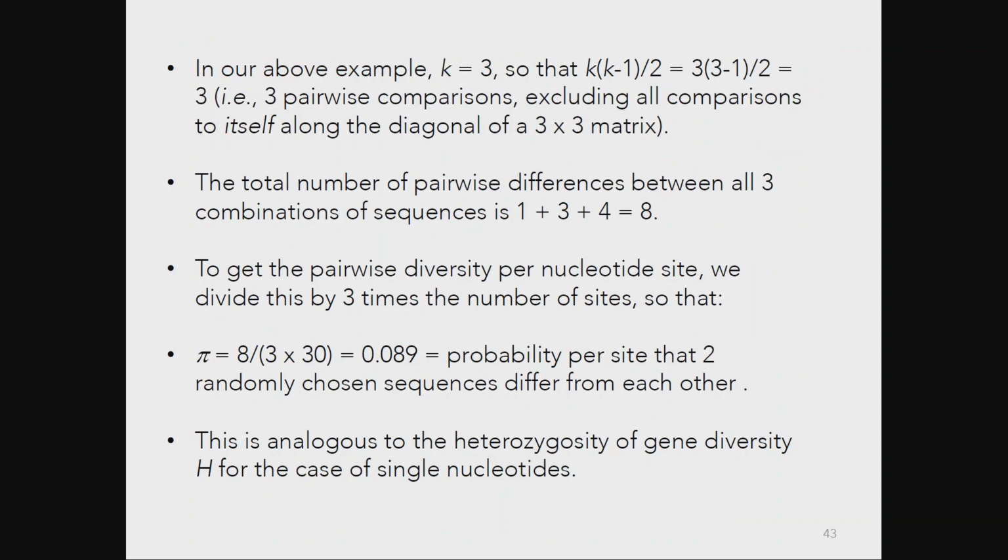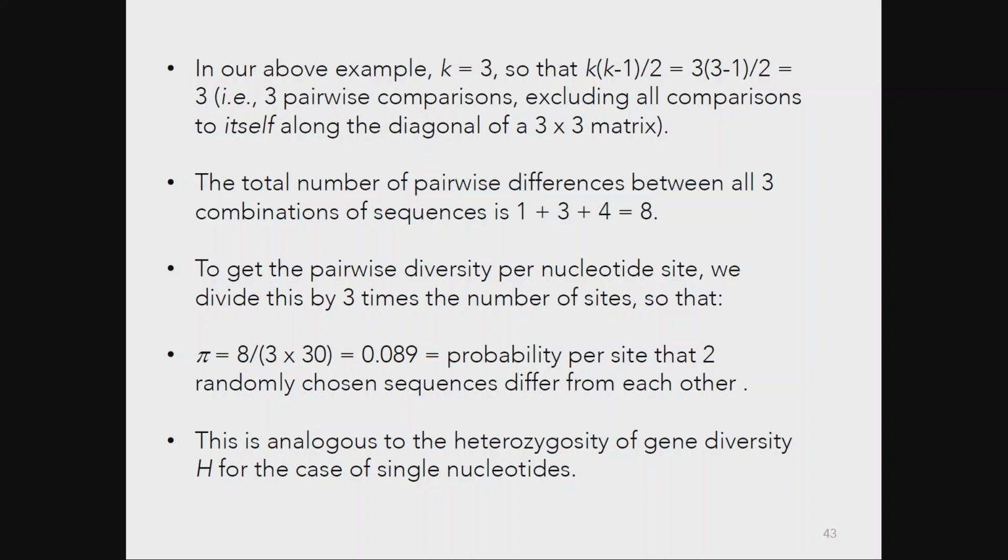To get the pairwise diversity per nucleotide site, we divide this by K times (K minus 1) divided by 2, which is 3, times the number of sites. So 3 times 30 nucleotides. 8 divided by 90 gives me 0.089. And that's the probability that per site, two randomly chosen sequences differ from each other. This is our measure of nucleotide variability.